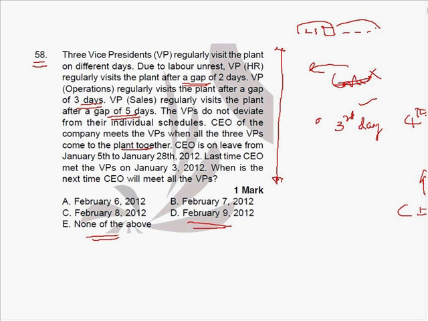The CEO is on leave from the 5th of January to the 28th. Last time the CEO met the VPs was the 3rd of January, when all these guys were together. When will the next time be? I know that's a simple application of LCM, after 12 days. So they were there on the third day. So yes, answer is C. They will visit after the 12th day, so after 3rd of January, 15th of January, and so on.